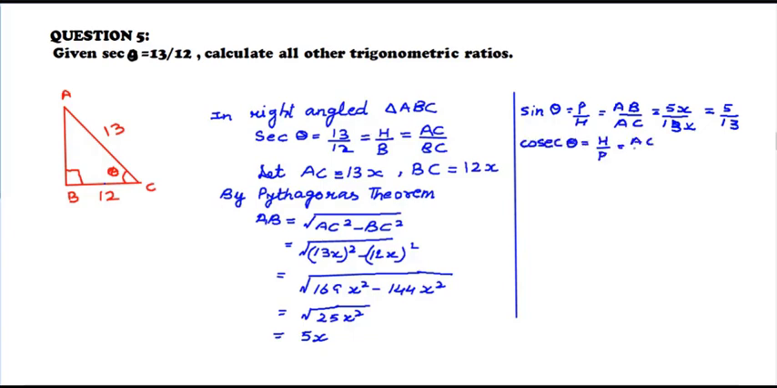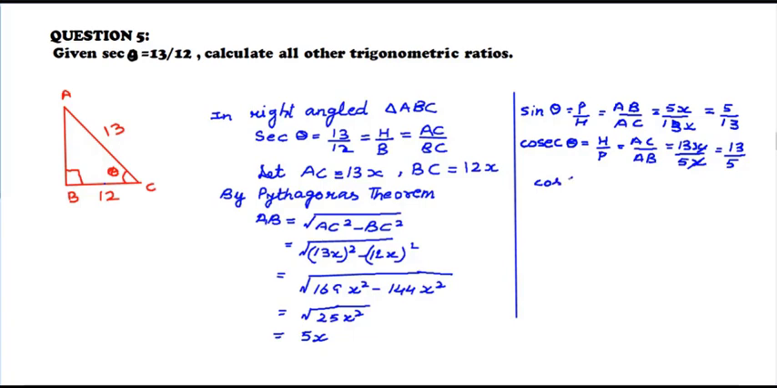What is the inverse of sin theta? It is cosecant theta. So cosecant theta is h upon p. So that is equal to AC upon AB. So that is equal to 13x upon 5x. X and x gets cancelled out. So what remains is 13 upon 5. So value of cosecant theta is 13 upon 5.